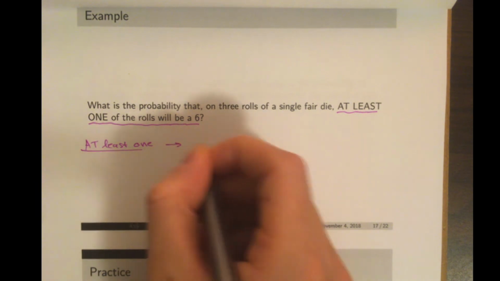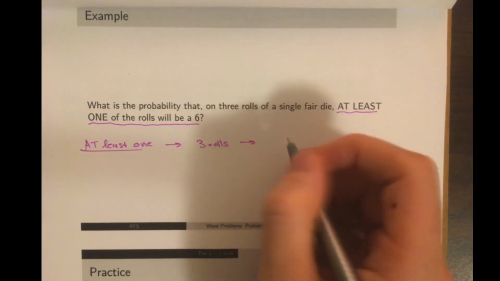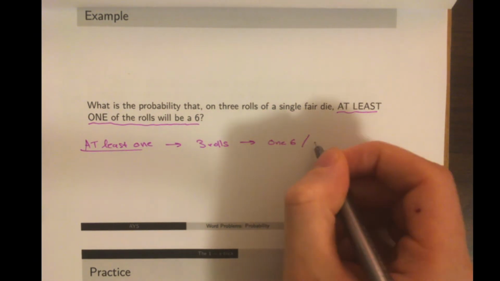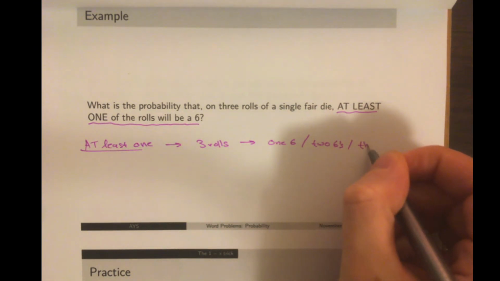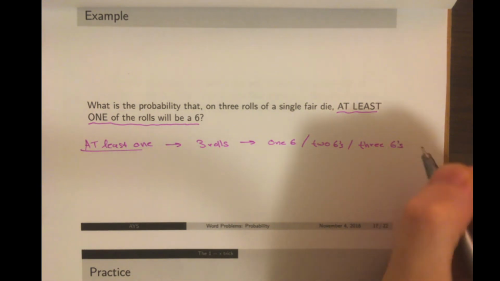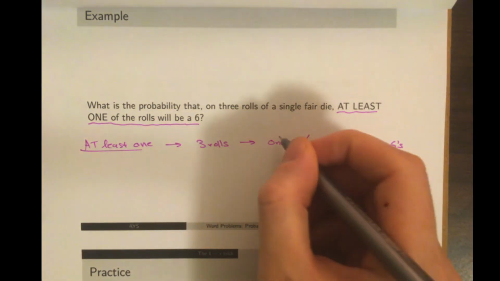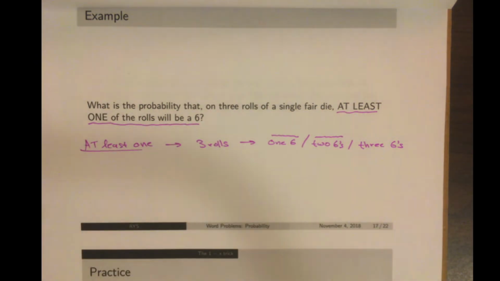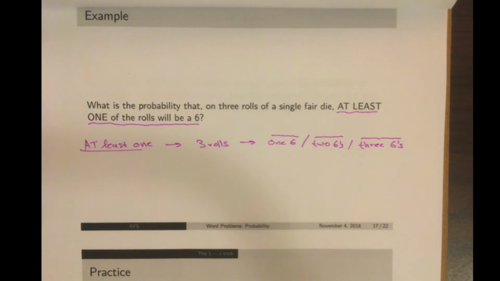Well, we have 3 rolls. So what does that mean? It means you can either have 1 6 come up, or you can have 2 6s come up, or you can have 3 6s come up. So if you wanted to solve this question directly, you have to find the probability that you have exactly 1 6. That would be this. And then you have to add to that the probability of exactly 2 6s. Then you have to add to that the probability of exactly 3 6s. There's 3 cases where you can satisfy this condition: at least one of the rolls be 6.